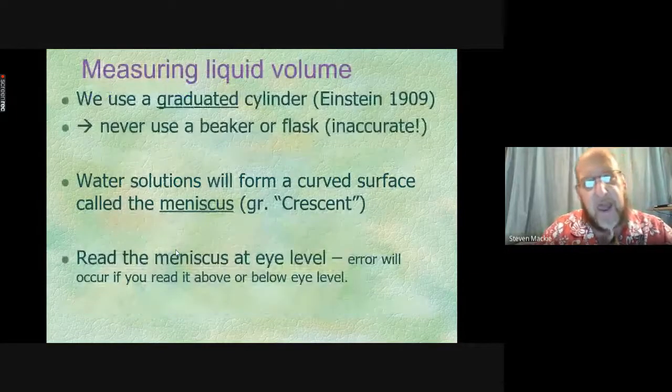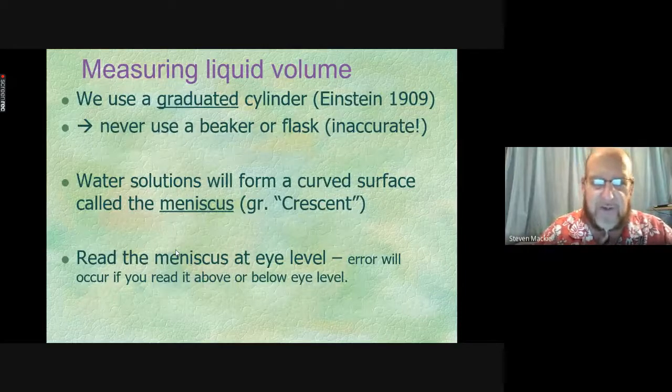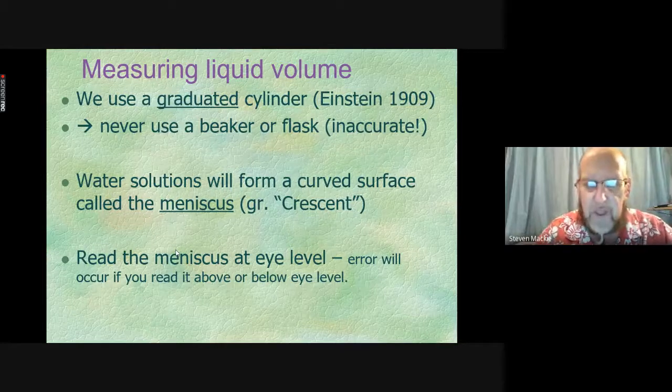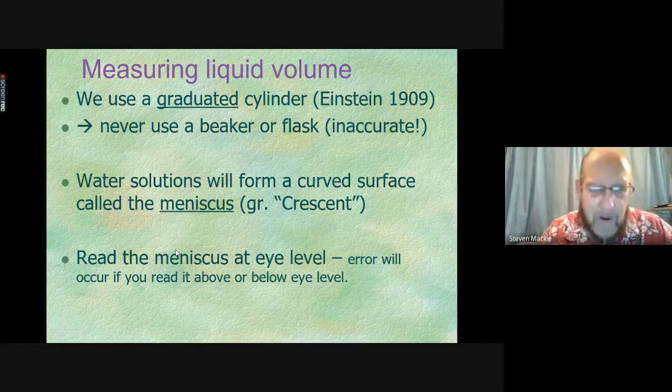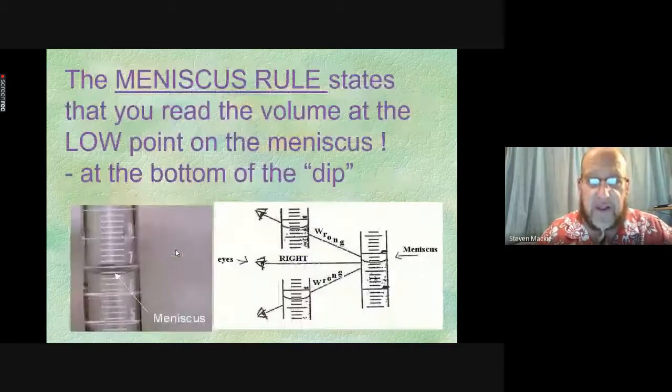Okay? So now we're talking about liquid volumes, graduated cylinders. We never use a beaker or a flask. Again, water is kind of an unusual molecule. When you put it in a graduated cylinder or a pipette, it will try to climb up the side of the tube, and it makes a crescent-shaped, curved, or concave surface. You need to look and read the meniscus at eye level.